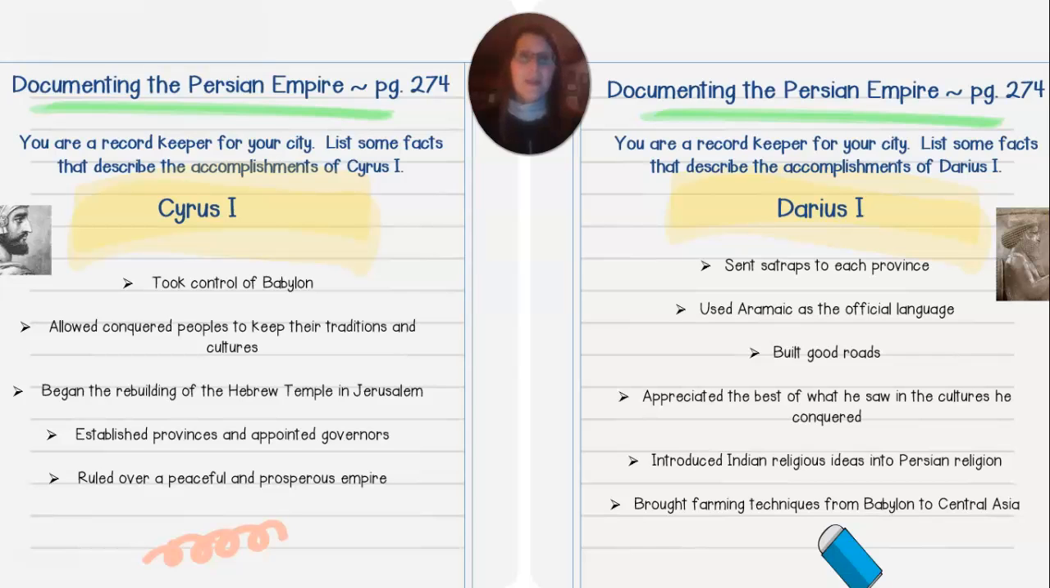Okay, and then Darius I sent satraps to each province, used Aramaic as the official language, built good roads, appreciated the best of what he saw in the cultures he conquered, introduced Indian religious ideas into Persian religion, and brought farming techniques from Babylon to Central Asia.